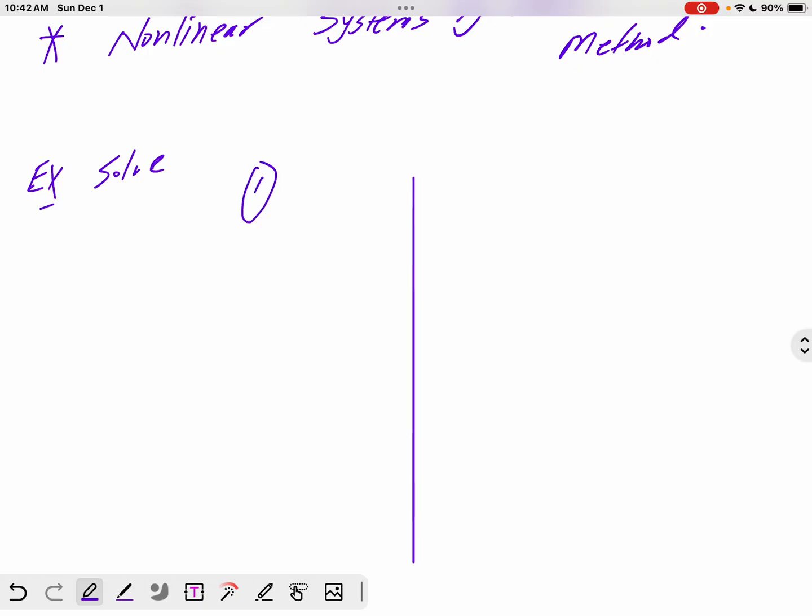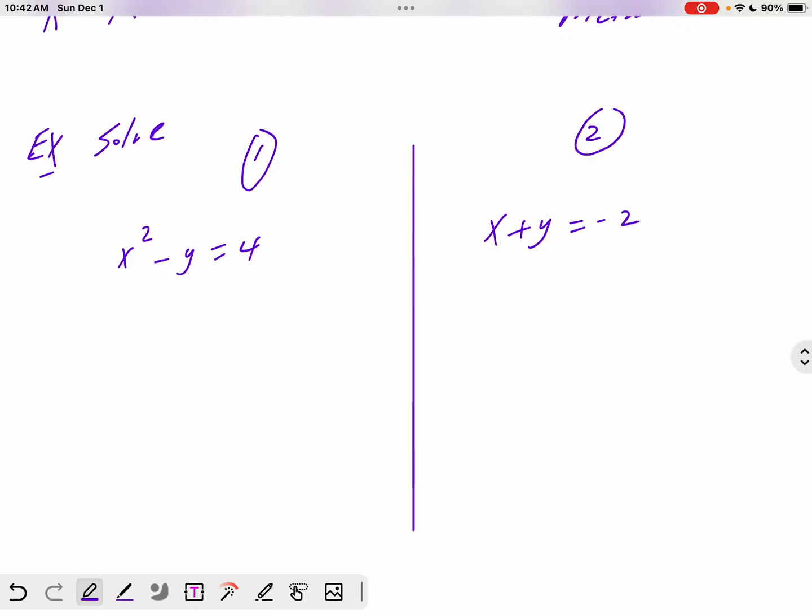The first equation is x squared minus y equals 4. The second one is x plus y equals negative 2. As you can see, number one is nonlinear, number two is linear. So with the linear one, we always solve for x or y. You can isolate x or y, then we substitute. That's your algebraic approach.